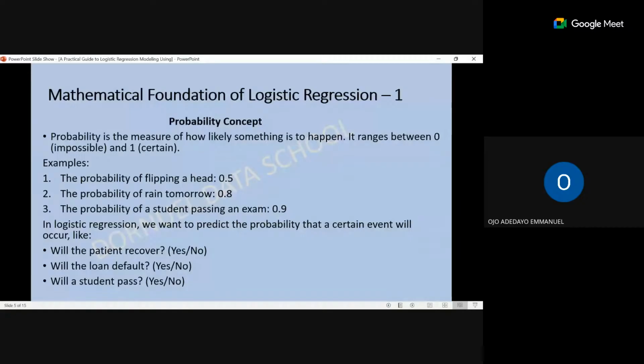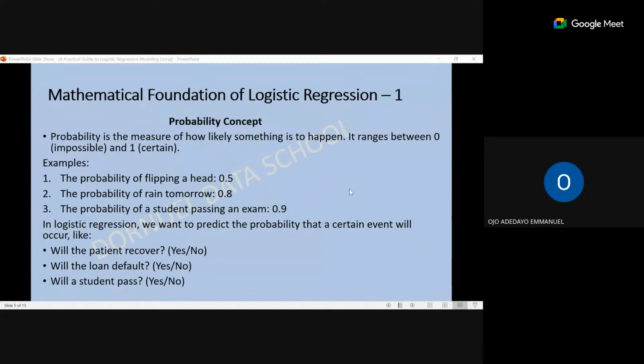And then probability ranges from 0 to 1. The value of probability is between 0 and 1. That is, you can't have a value of probability that is less than 0, and you can't have a value of probability that is greater than 1. Please, I want us to take note of that. So that is why we normally use probability in logistic regression. Unlike the other models, where you can have a value that is greater than 1 or a value that is less than 0, in probability you don't have a value that is greater than 1 or less than 0.